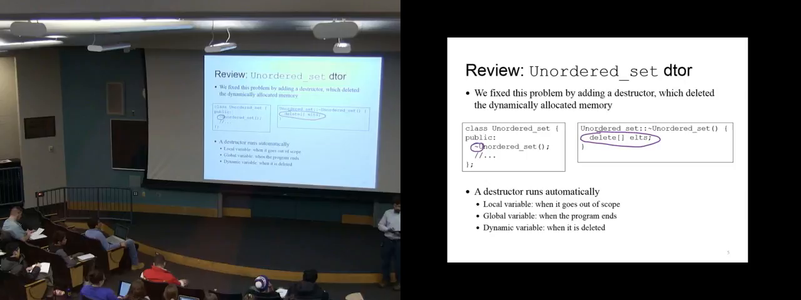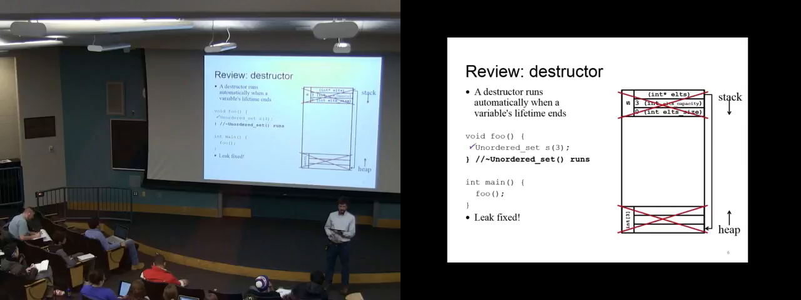So now we run this line of code. What runs automatically on this line of code? Constructor runs. And the constructor allocates an array on the heap. Then on this line of code, what variable goes away? S. What runs automatically when S goes away? Destructor. And what does the destructor do? Look at this code. Calls delete, which causes this to go off the heap.